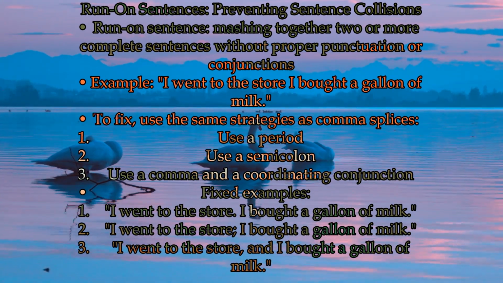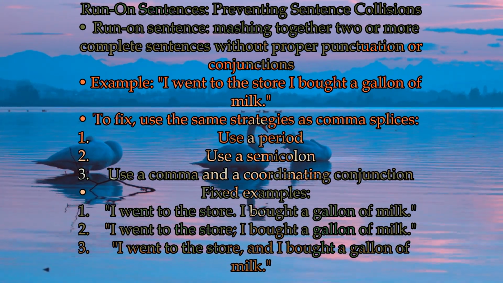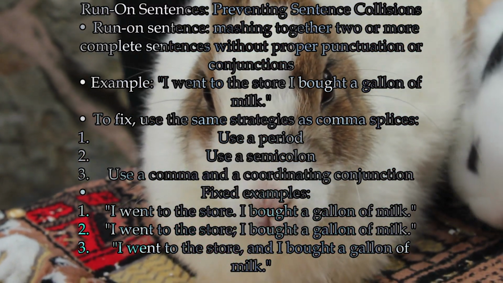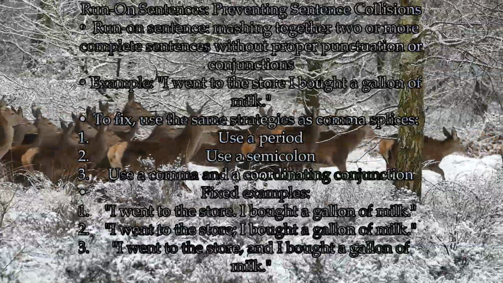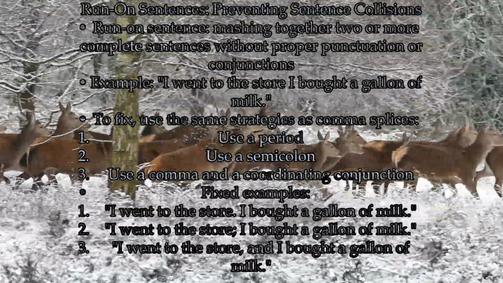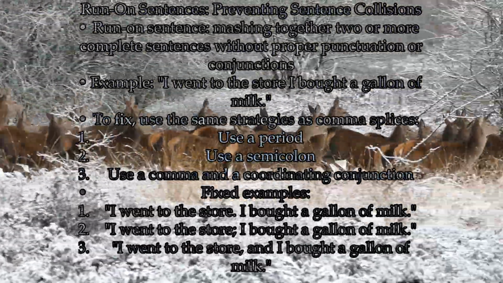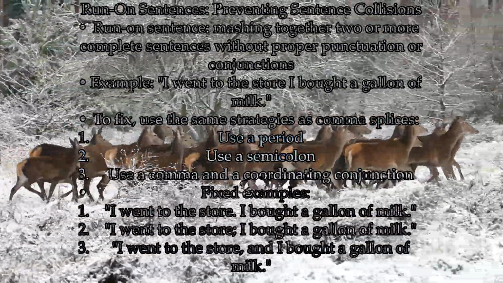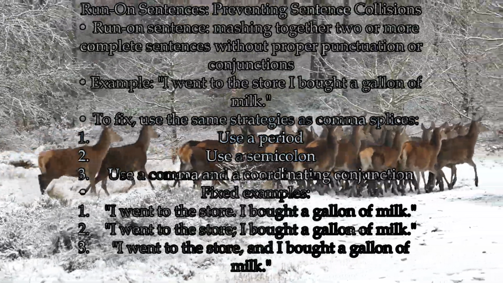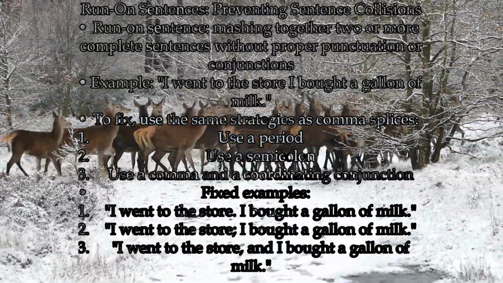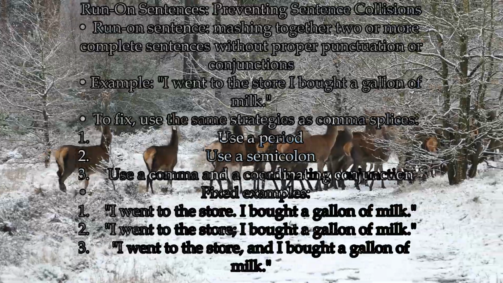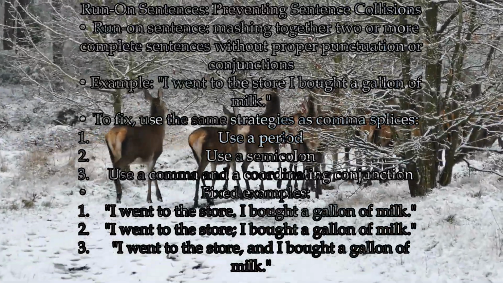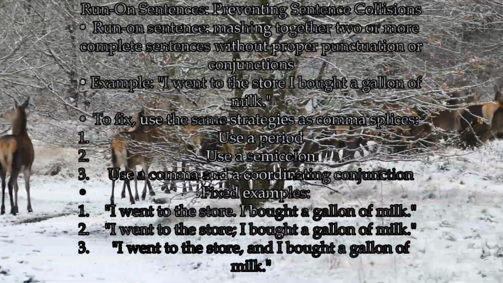Part 2. Run-on sentences: preventing sentence collisions. Imagine you're driving down a highway, and suddenly you notice that there are no traffic signs, signals, or road markings. Cars are zooming past each other, merging and weaving without any clear rules or boundaries. This chaotic scene is similar to what happens when we create run-on sentences. We mash together two or more complete sentences without using proper punctuation or conjunctions, causing confusion and disarray.